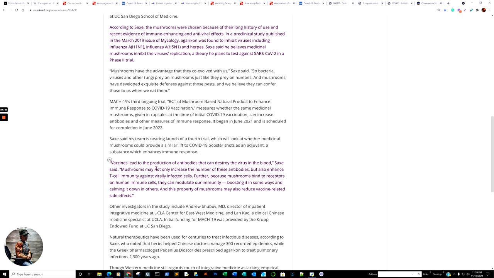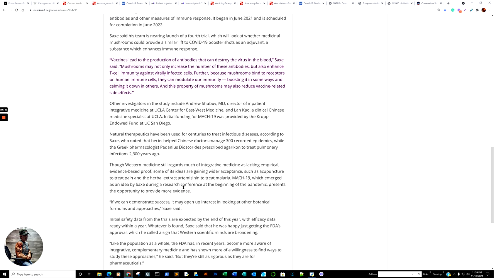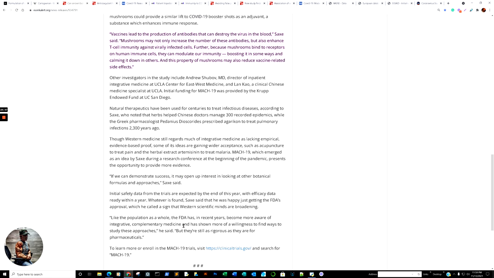Vaccines lead to the production of antibodies that can destroy the viruses in the blood, according to the researcher. Mushrooms may not only increase the number of these antibodies, but also enhance T-cell immunity against virally infected cells. Further, because mushrooms bind to receptors on human immune cells, they can modulate our immunity, boosting it in some ways and calming it down in others. And this property of mushrooms may also reduce vaccine-related side effects. That is really cool. And it goes into the history, so on and so forth, in reference to the botanical data. And again, I'll have the links for you as well.